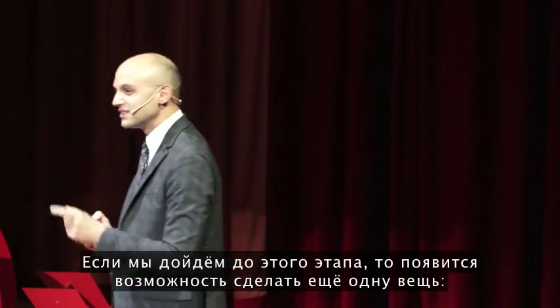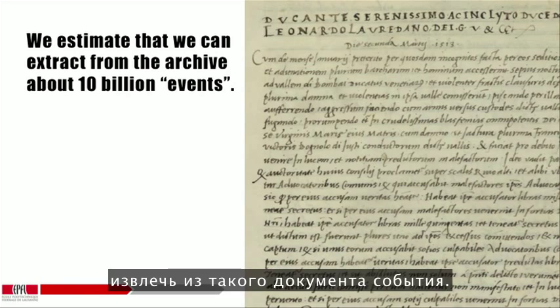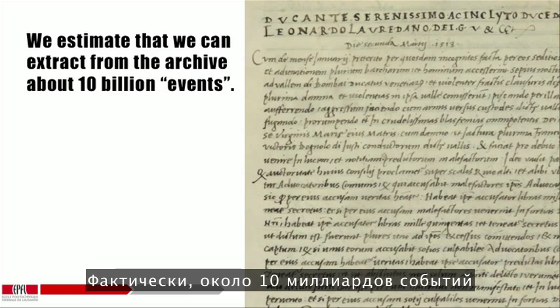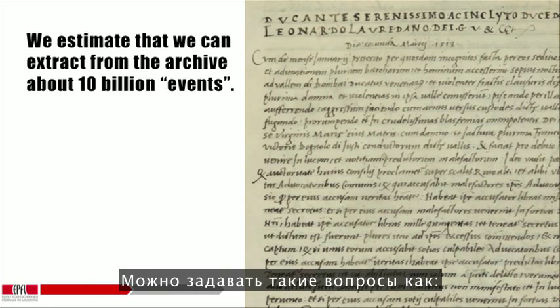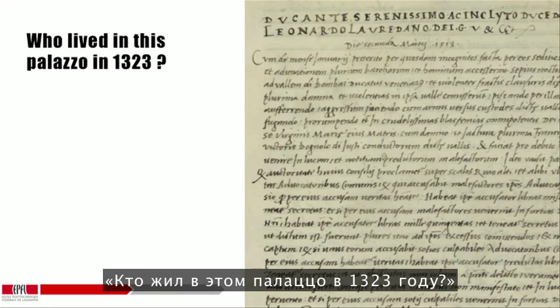If we reach that stage, then there's something else. We can extract from this document event. Actually, probably 10 billion events can be extracted from this archive. And this giant information system can be searched in many ways. You could ask questions like, who lived in this palazzo in 1323?